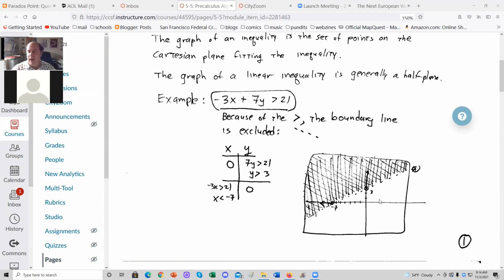And we color in the half of the plane which these two arrows point into. This half, the upper left half. And this is the graph of the inequality.